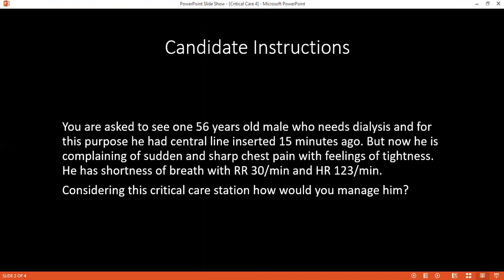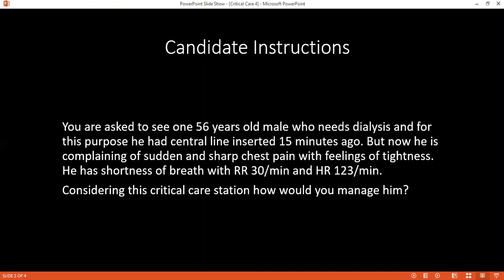Okay, yes. Can you please tell me what is the most common cause of infection? Which organism? The most common organism? Yes, it's Staph epidermidis and Staph aureus. These are the most common infection causing organisms.